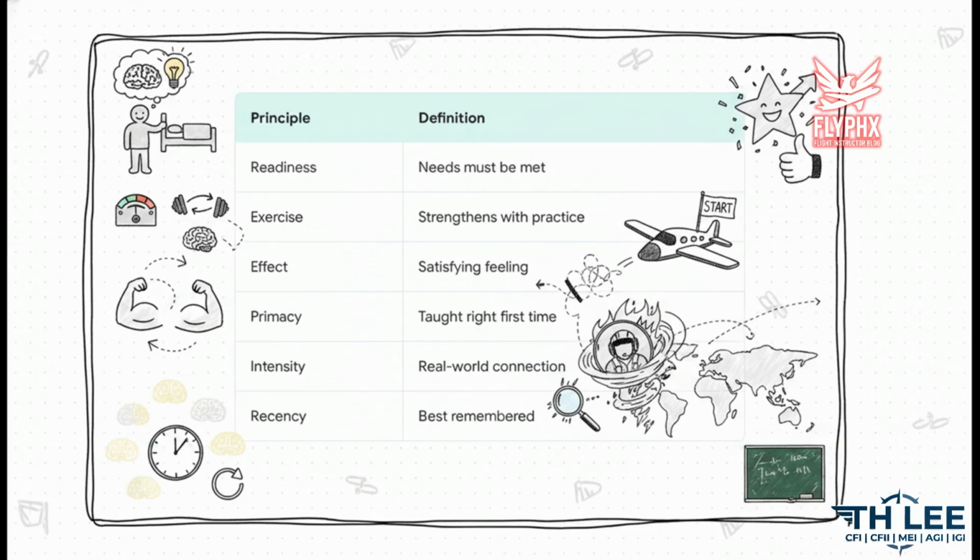Next is exercise, meaning repeated practice. Your neural connections are strengthened when you use them, and they weaken when you don't. Simple as that. Then we have effect, which states that learning is vastly strengthened when it's accompanied by a satisfying feeling of success. Primacy means what is taught first must be taught right. Intensity involves connecting lessons to dramatic, real-world scenarios to really make them stick. And finally, recency. This just reminds us that what you've most recently learned is what you'll remember best.